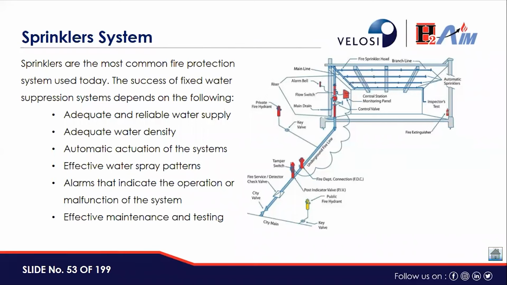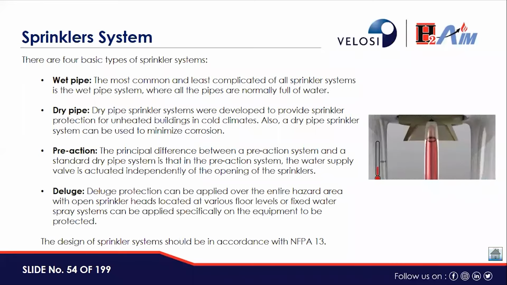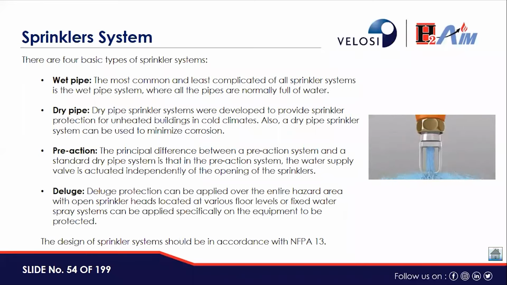Dry pipe is a sprinkler system developed to provide sprinkler protection for unheated buildings in cold climates. Also, a dry pipe sprinkler system can be used to minimize corrosion in comparison to wet pipes. Then pre-action. The principal difference between a pre-action system and a standard dry pipe system is that in the pre-action system, the water supply valve is actuated independently of the opening of the sprinklers. Then comes deluge, which is also a type of sprinkler system.